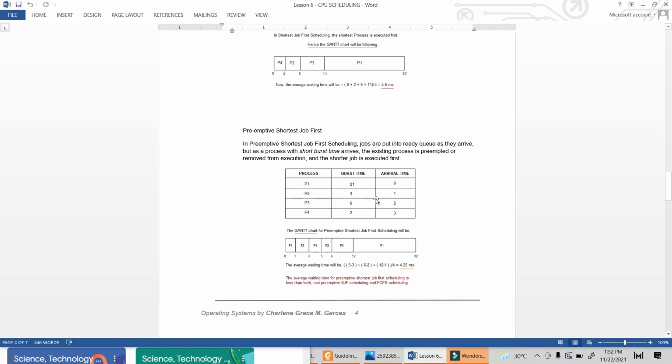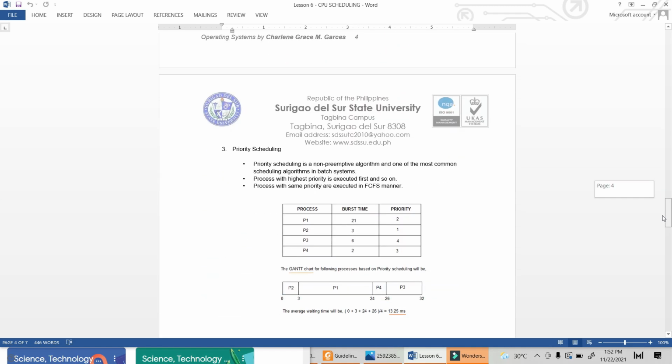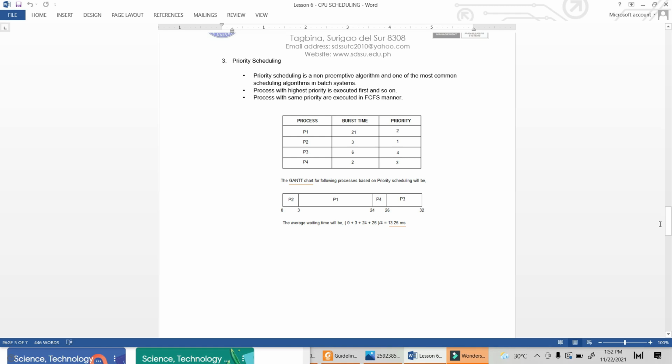Okay, and we also have the priority scheduling. So when we say priority scheduling, this is also a category of a scheduling algorithm, wherein it is a non-preemptive scheduling, meaning to say it cannot be preempted once scheduled. It is one of the most common scheduling algorithms in batch systems, when you have batches of processes to be executed in the CPU scheduling.